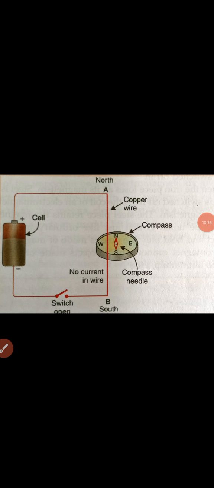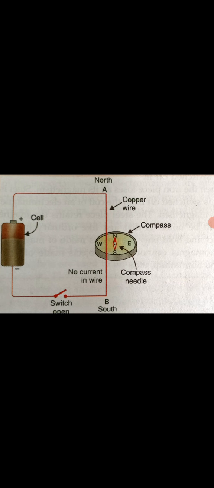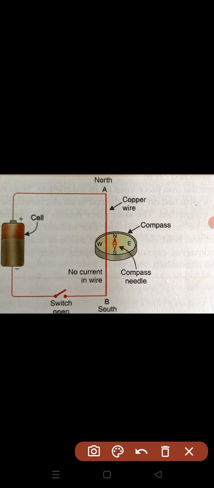You can refer to this picture again. This is a cell, with a positive and negative terminal, and there is a switch which is open. Here is a magnetic compass. Initially, when the switch is off, there is no current flowing in the wire. If no current is flowing in the wire, then the compass needle is in its usual north-south position.